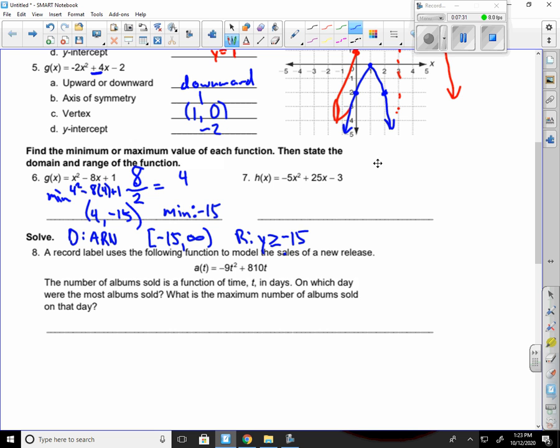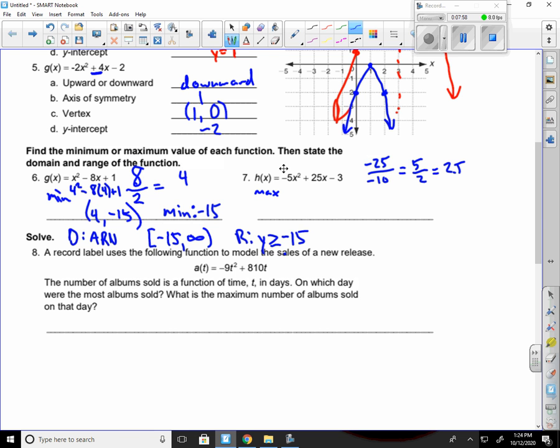Number 7, negative b over 2a. That's -25 over 2 times -5, which is -10. This is going to give me positive 5/2, or 2.5. Is it a max or a min? This is a negative. That makes this a max.